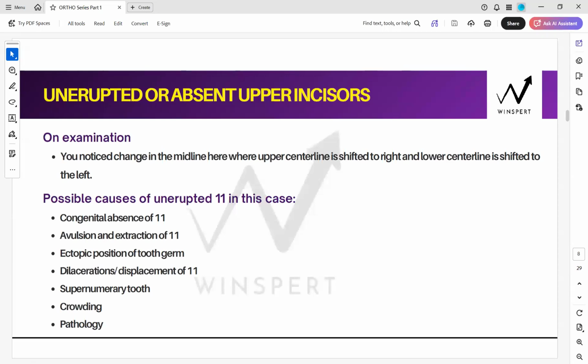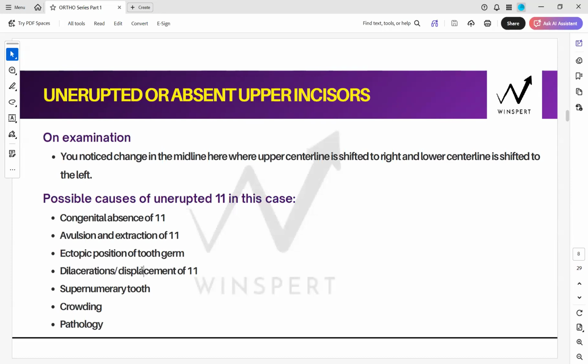Now, what are the possible causes of your unerupted 1-1 in this case? It can be congenital absence, which is highly unlikely. Do we all agree with that? Number one is highly unlikely. Avulsion and extraction of 1-1 is excluded as there is no history of the same, right? Then ectopic position of the tooth germ is possible, but is likely to be secondary to some pathological cause or the presence of a supernumerary tooth. So our likely cause is ectopic position, but because of some other pathology or supernumerary tooth.